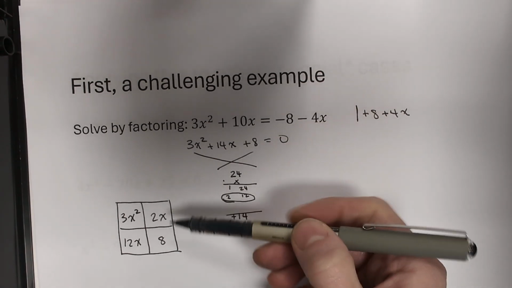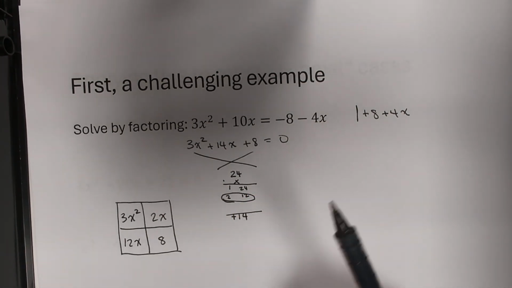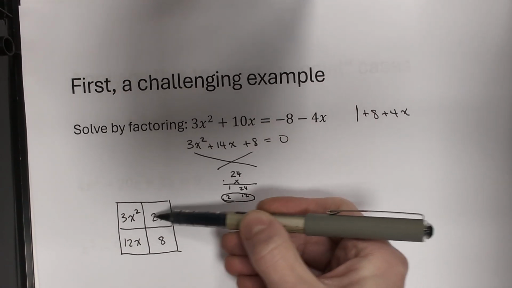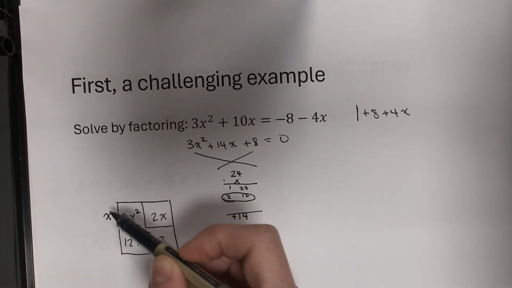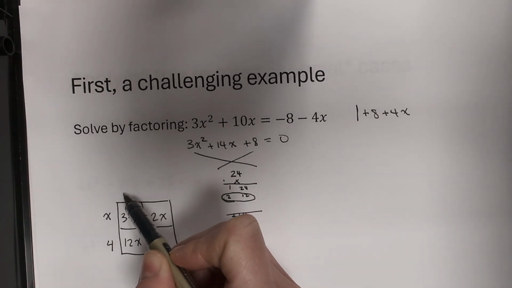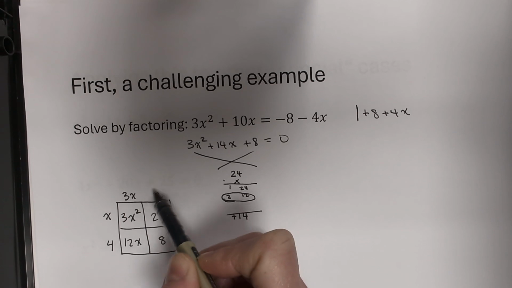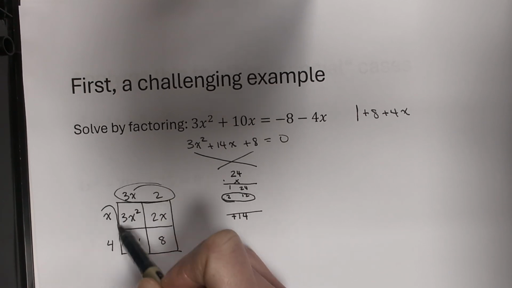And now what I'm going to do is look at each row and each column and find the greatest common factor. So in the first row, I can divide both of these by x. The greatest common factor of those is x. Here, 4. There's no x I can pull out, but I can divide both of those by 4. I can take 3x out of both of those and just a 2 out of these. So these are my factors.